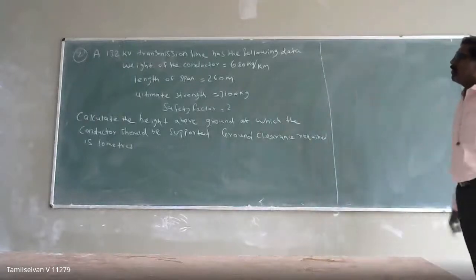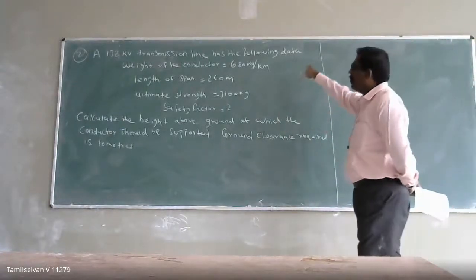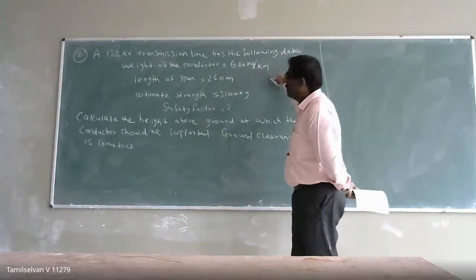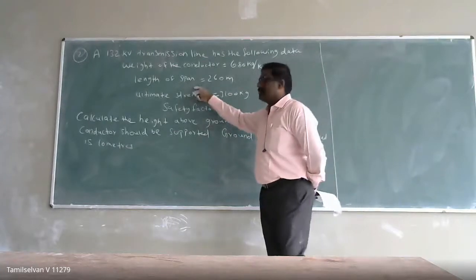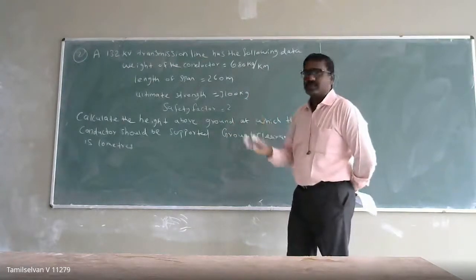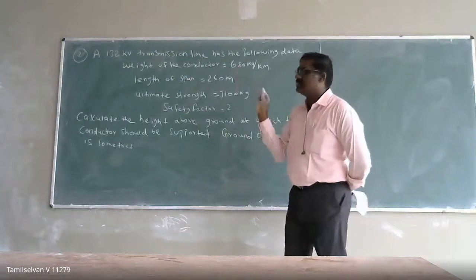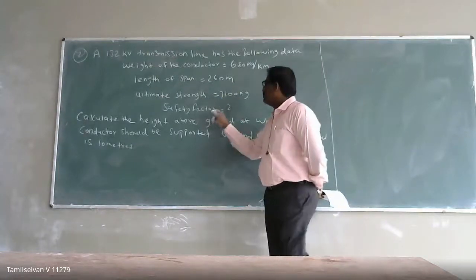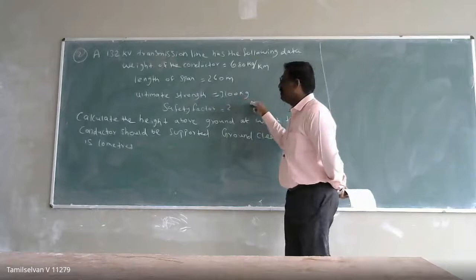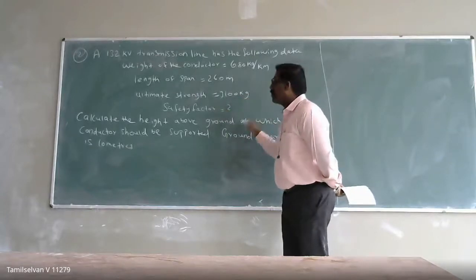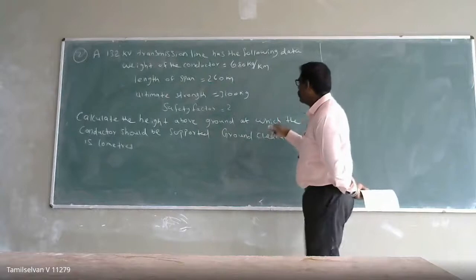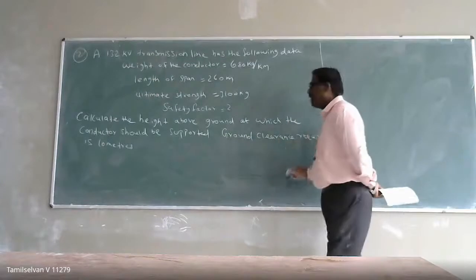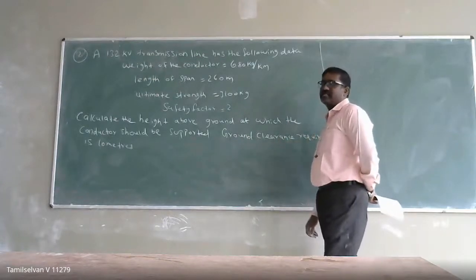A 132 kilovolt transmission line has the following data. Weight of the conductor is 680 kg per kilometer. The length of the span, that is, between the supports, is 260 meters. The ultimate strength is 3100 kg. Safety factor is 2. Calculate the height above ground at which the conductor should be supported. The ground clearance required is 10 meters.